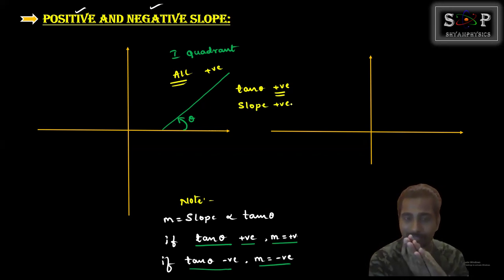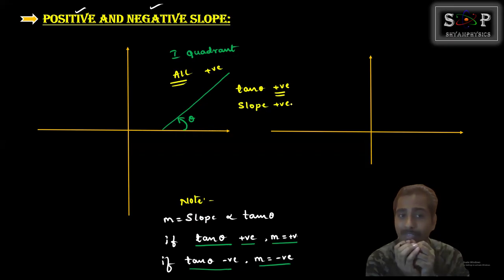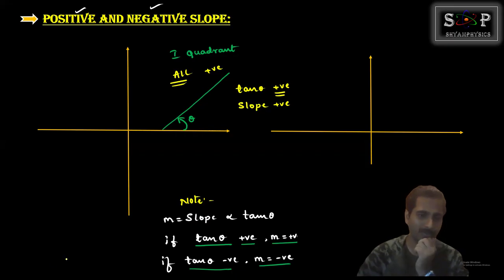Slope is understood, right? Where does slope exist by now? In the first quadrant. That's why it is positive. Done. Clear. Now I'll take one more.